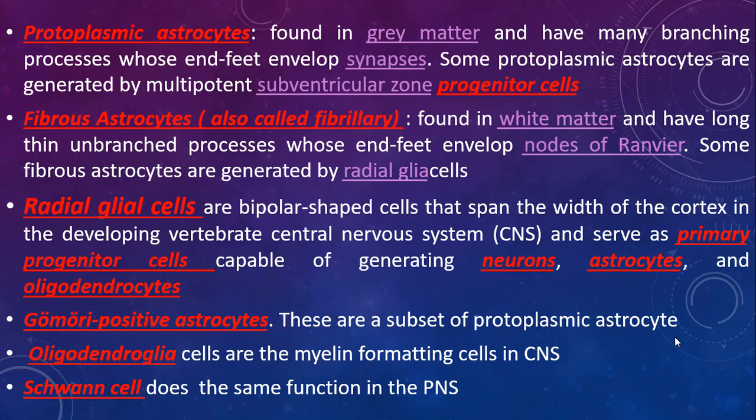Gomori-positive astrocytes are a subset of protoplasmic astrocytes. Oligodendroglial cells are myelin-forming cells in the CNS. Schwann cells do the same function in the PNS, i.e., the peripheral nervous system. So the various types are protoplasmic astrocytes, fibrous astrocytes, and Gomori-positive astrocytes, which are a subtype of the protoplasmic astrocytes.